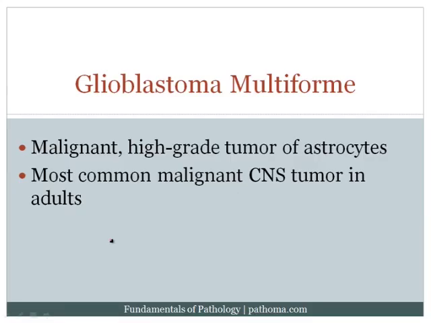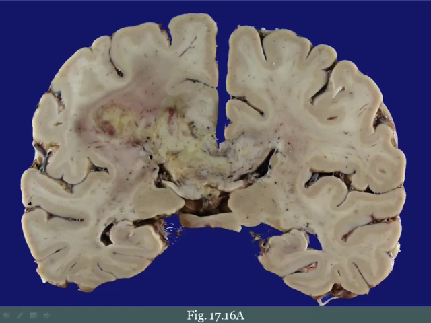The first of the tumors is a glioblastoma multiforme. Again, this is a malignant high-grade tumor of astrocytes. It's the most common malignant CNS tumor in adults. The tumor usually arises in the cerebral hemisphere, so I'm outlining for you the tumor here. And one of the very high yield associations with this tumor is that it crosses this midline structure here called the corpus callosum. And that's a particularly important feature of glioblastoma multiforme.